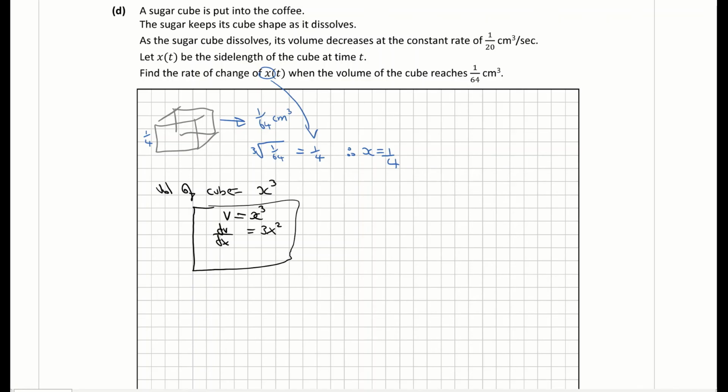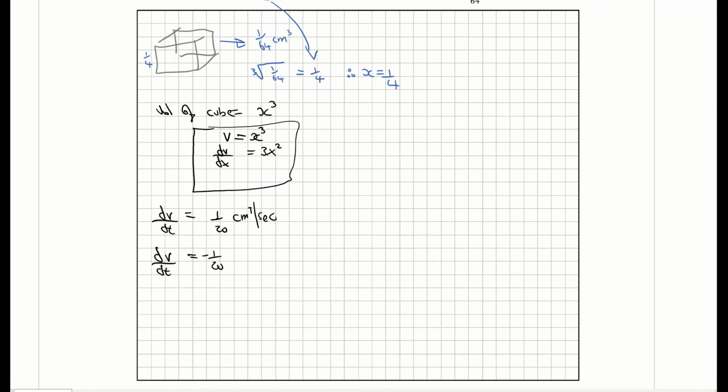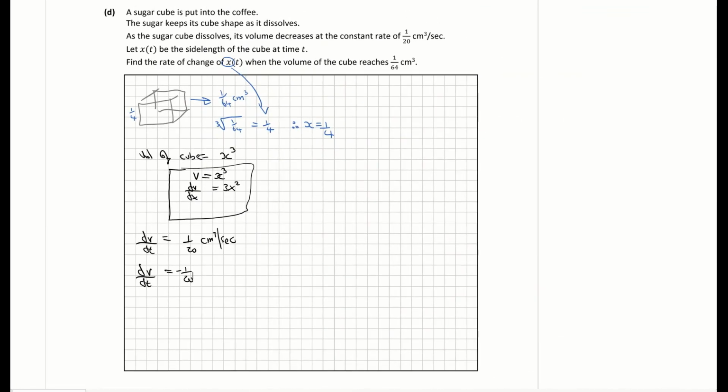What else do we know? We know that as the sugar cube dissolves, its volume decreases at a constant rate of 1/20th centimeter cubed per second. So that's the same as dV dt, the volume with respect to time, which is 1/20th centimeters cubed per second. Now it's dissolving, so it's getting smaller. So I'm going to relabel that: dV dt is equal to minus 1/20th, because my ice cube is decreasing in size. So we have a bit more information there.